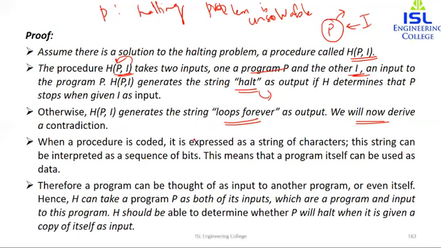Whenever a procedure is coded, it is expressed as a string of characters. Whenever our program is written, it is written in zeros and ones, and this string can be interpreted as a sequence of bits. Therefore, we take a program P and its input, and H should be able to determine whether it will halt or not.